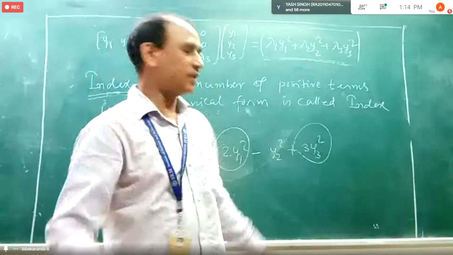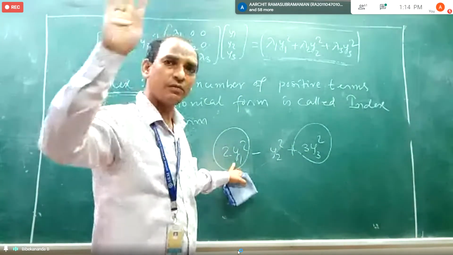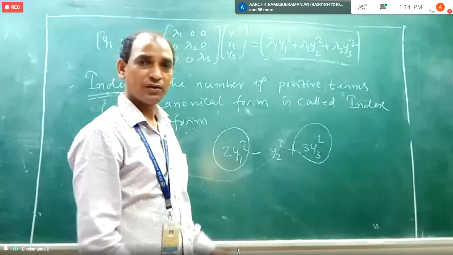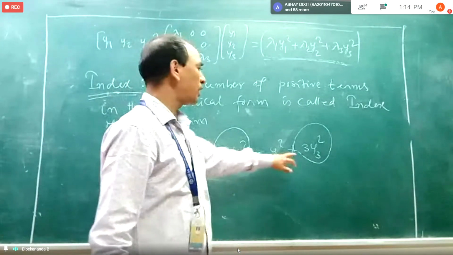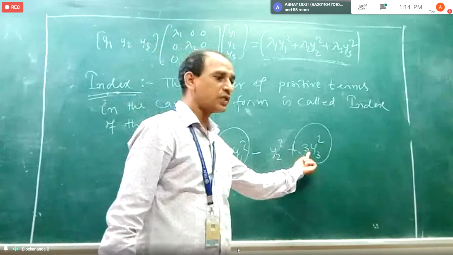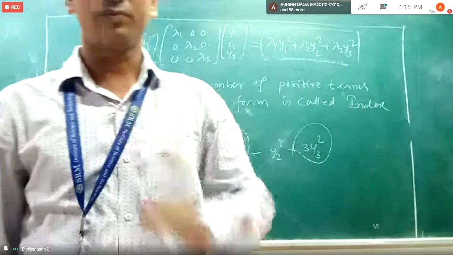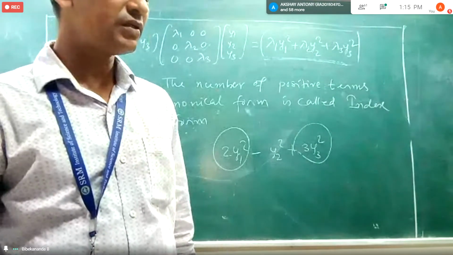This may be a canonical form from some other quadratic form. We don't know that. Just for your understanding, I am writing this one. Since in this canonical form there are 2 positive terms, the index of that canonical form will be 2. Did you get my point?